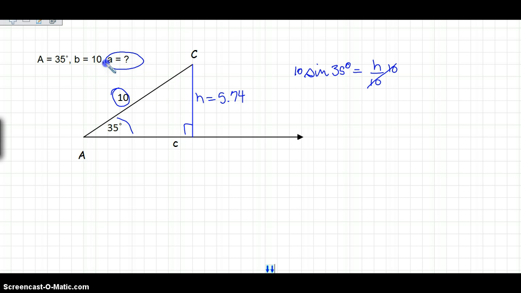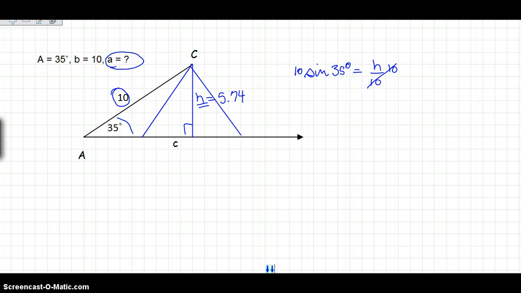So if this initial A value was anything less than that H value, there would be no triangle that could be formed. If it's 3, that would never come down here and hit on this other side. If it's exactly 5.74, I could solve for the missing parts of that triangle. If that other side was longer than 5.74, but less than 10, that's when I would have 2 triangles that could be formed. And if it's longer than 10, that's when I would have 1 triangle formed.